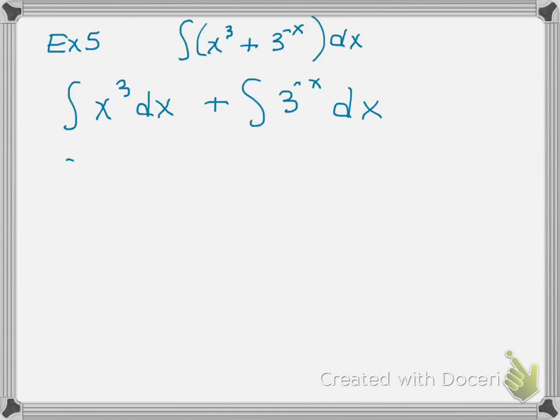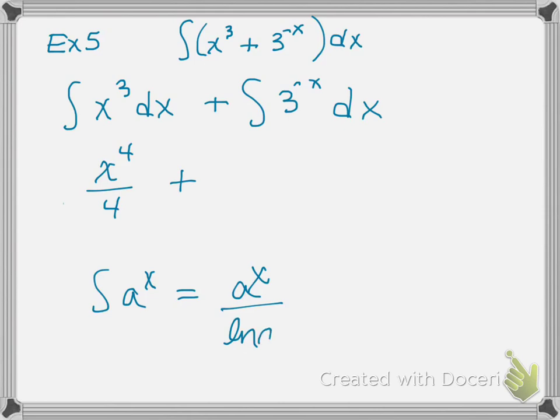Okay, so the integral for this one is simply going to be, I don't need my integration symbol if I'm going to integrate. So this one's going to be x to the 4th over 4. And now I still need to integrate this one. Remember my integration formula for an a to the x is a to the x divided by ln of a.